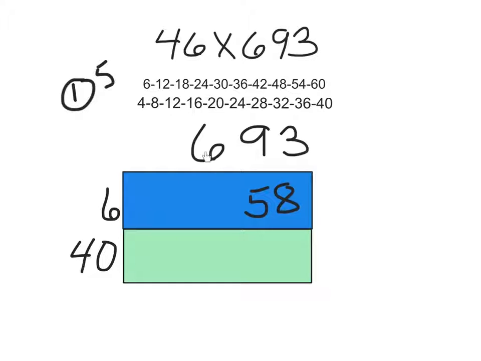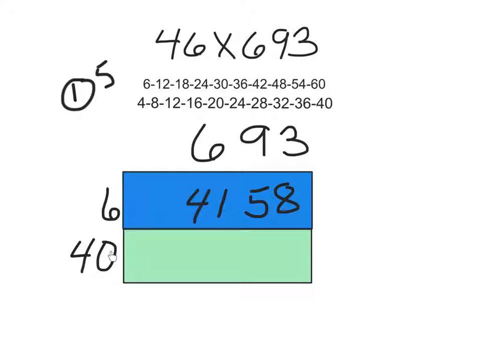6 times 6. 1, 2, 3, 4, 5, and 6 gives me 36. Plus this 5 here will give me 41. So I'll drop the 4 and the 1. There's the 1 and the 4 right there, my friends. And now I'm ready to rock and roll and move here to the 40 times 693.